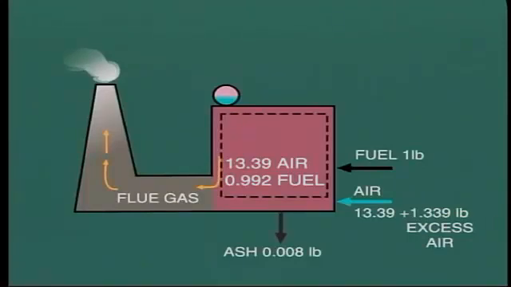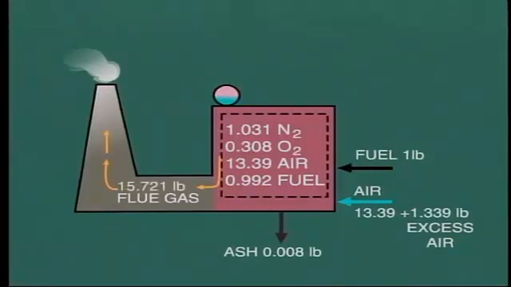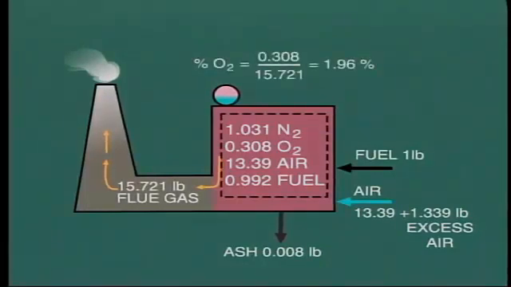This excess air will contribute 0.308 pounds of oxygen and 1.031 pounds of nitrogen to the flue gas. So the total weight of flue gas for each pound of fuel burned is now 15.721 pounds, including 0.308 pounds of oxygen. The percentage of oxygen is therefore 1.96%. This is a typical target value for oxygen in flue gas, as indicated by monitoring instruments on the boiler when burning oil.